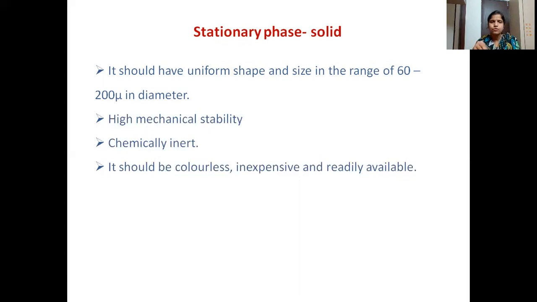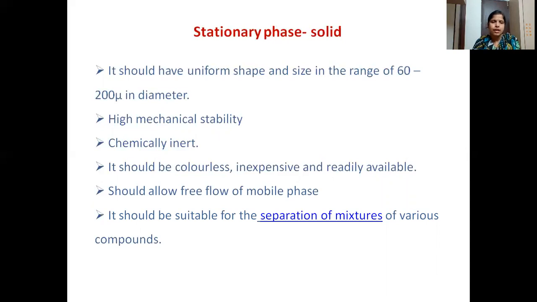Generally, we have a lot of adsorbents which act as stationary phases. It should allow free flow of mobile phase. So the stationary phase should not be very rigid. That means it should have some intermolecular spaces between them, so that the mobile phase can flow through the column. It should be suitable for the separation of mixtures of various compounds. This is again an important point. Whatever solid we take, it should allow the separation of the mixtures. So these are the points we have to keep in mind while selecting a stationary phase.